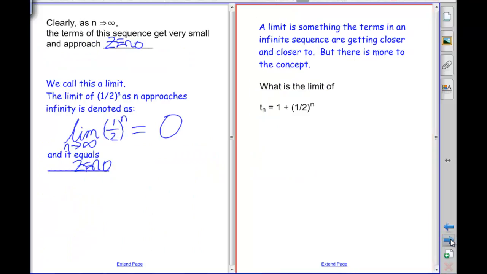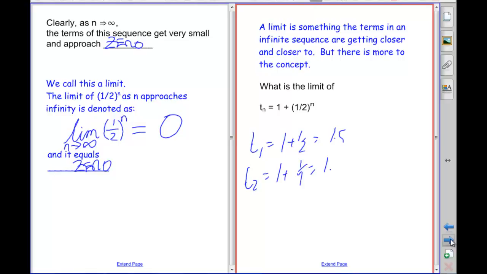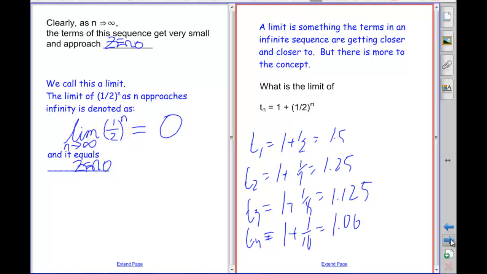Here we go. A limit is something that terms in an infinite sequence are getting closer and closer to. But there's more to the concept. What's this limit? 1 plus a half to the n. The first term is 1 1/2, 1.5. And then the second term is 1 plus a fourth, 1.25. And the third term is 1 plus an eighth, 1.125. And the fourth term, 1 plus a 16th, 1.0625.